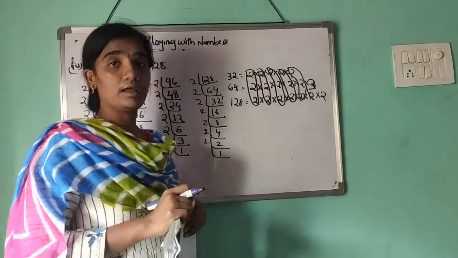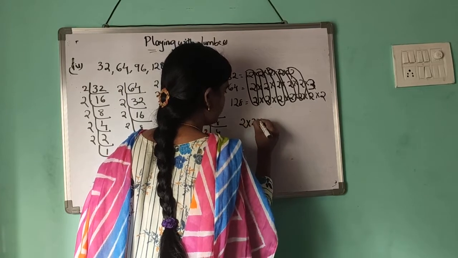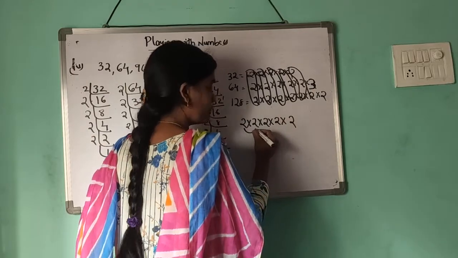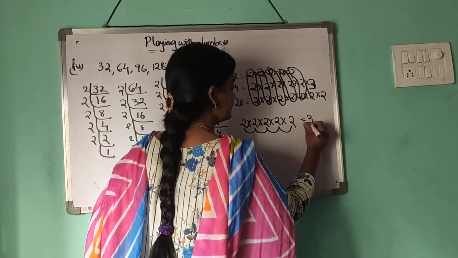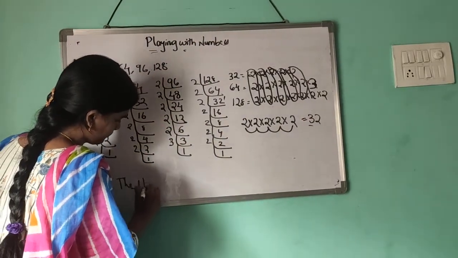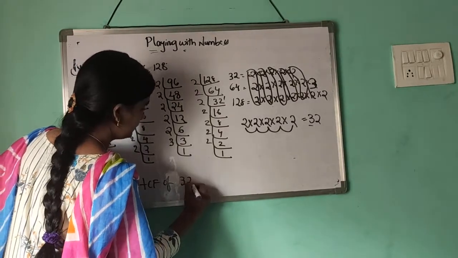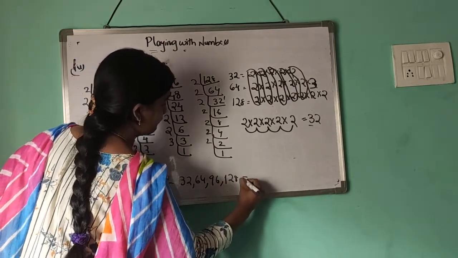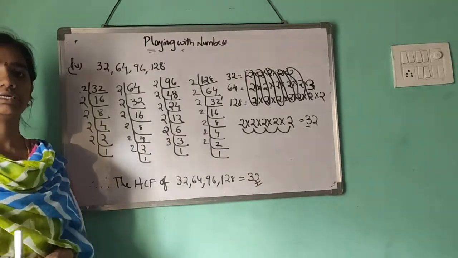How many numbers are common factors? 5 2s. 2 into 2, 2 2s are 4. 4 2s are 8. 8 2s are 16. 16 2s are 32. So the HCF of 32, 64, 96, 125 is equal to 32.